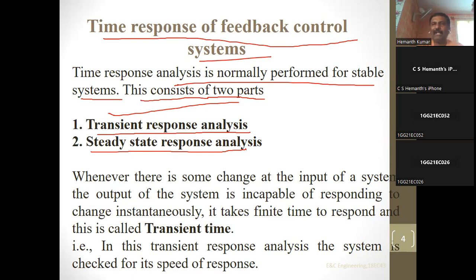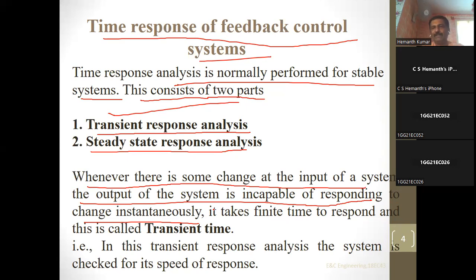And the delay that we have is normally referred to as transient response. You can understand it very clearly. Whenever there is some change at the input of a system, the output of the system is incapable of responding to the change instantaneously. Why? Because in any practical system, if I make any change with respect to the input, the change gets reflected at the output only after some time. It is not instantaneous, right?